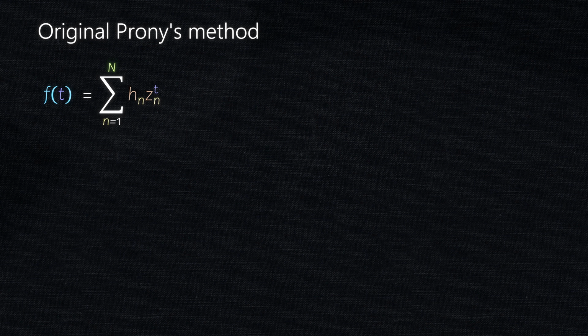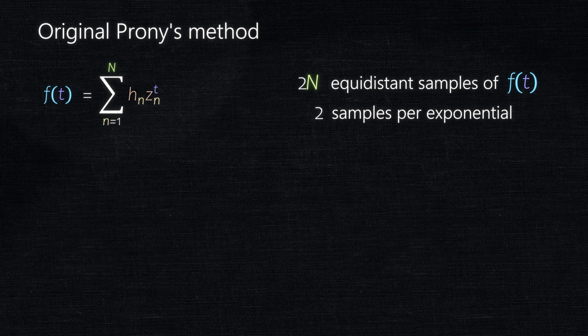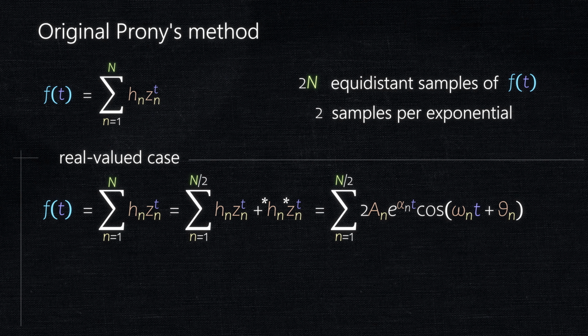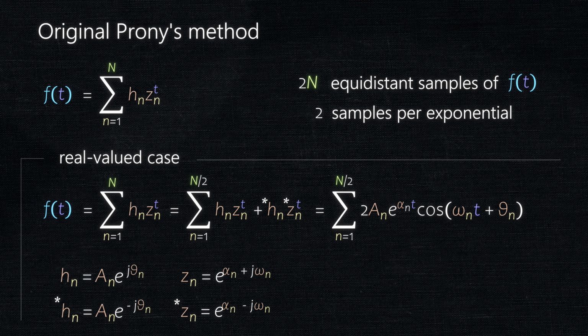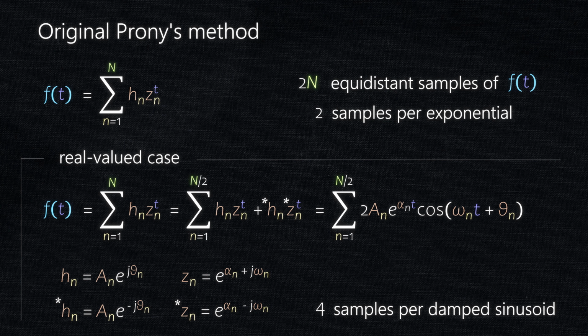Original Prony's method requires equidistant points of a function in order to identify exponential parameters. So we need to discretize the function first, and then apply the method to the discrete sequence of samples. The number of samples should be the number of exponential terms multiplied by 2. If the function is real-valued, the method gives complex conjugate exponential terms that can be treated as damped sinusoids. Each sinusoid requires 4 samples for identification. In this way, the number of samples should be the number of sinusoids multiplied by 4.